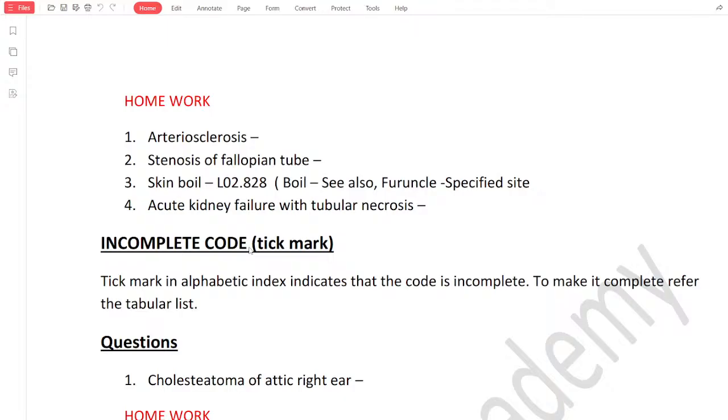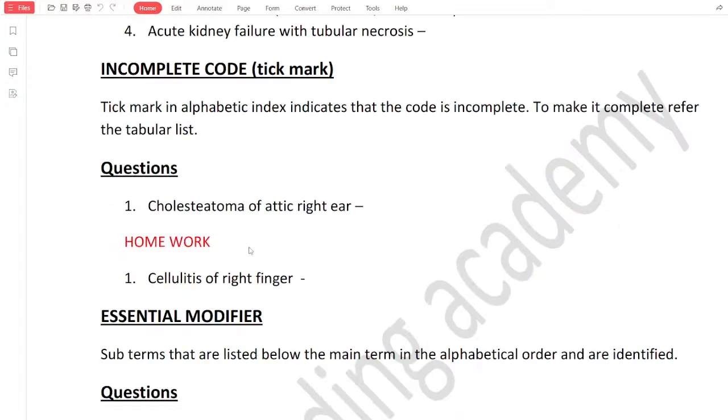And next is incomplete code, tick mark. Tick mark means incomplete code. Tick mark in the alphabetic index indicates that the code is incomplete. To make it complete, refer to the tabular list. Okay, so here is one question: cholesteatoma of attic, right ear. Check this code. You can see a tick mark in this type of codes because it is incomplete. So you have to make it complete. You have to refer to the tabular list, take the appropriate code, and see some guidelines, so you have to complete the reference.